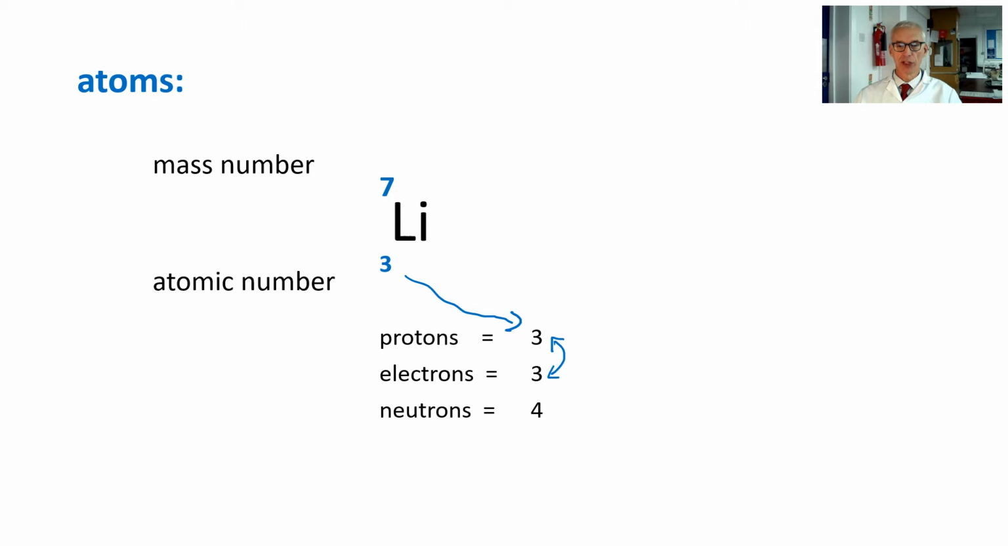And the numbers of neutrons, well, that's the difference. 7, take away the 3 protons, leaves you with 4 neutrons. So we get ourselves 4 neutrons. That's the difference between the atomic number and the mass number.